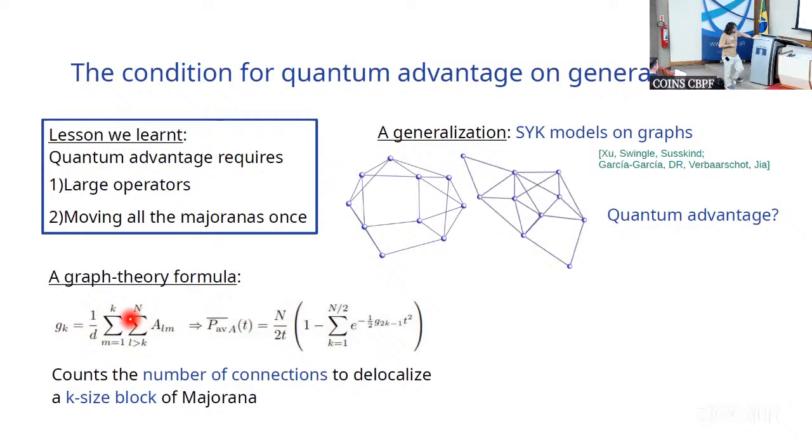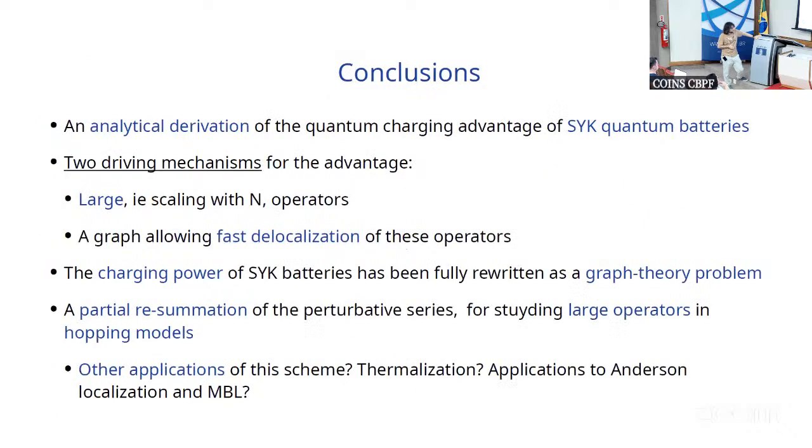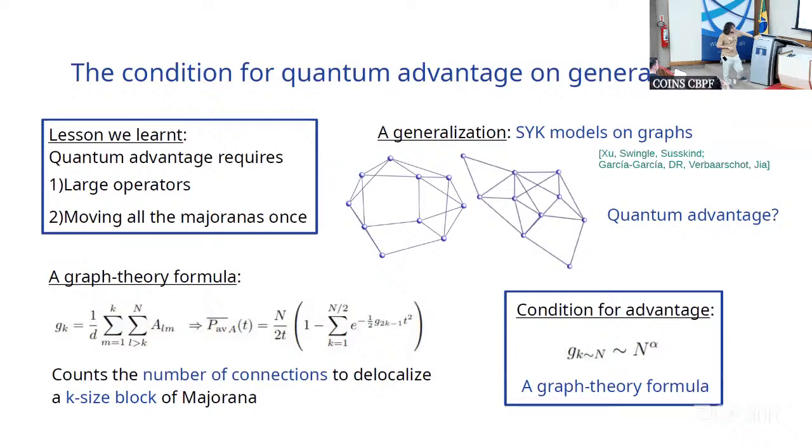So we cooked up this quantity, GK, which essentially counts how many connections a block of K Majoranas has to move the Majoranas outside of the block. And this is the ingredient, like before, that controls the power. So the answer is that in order to have a quantum advantage, you need this quantity to scale with n.